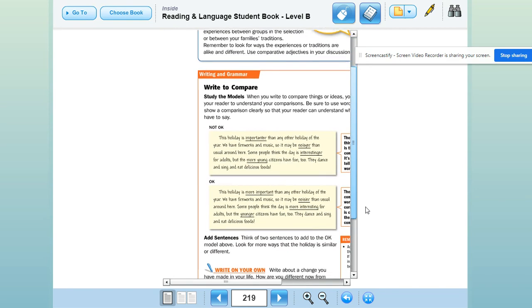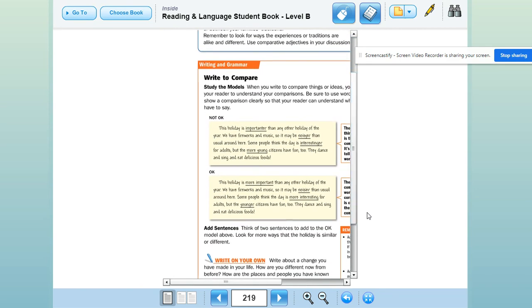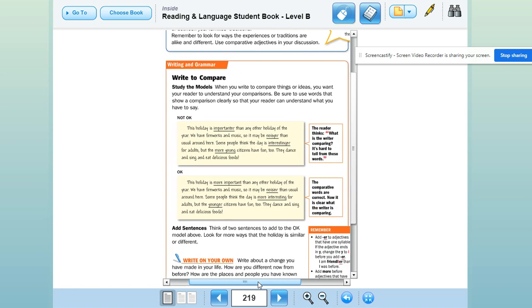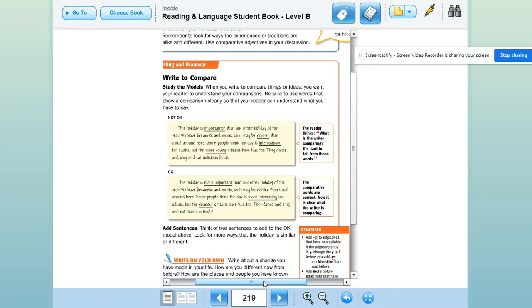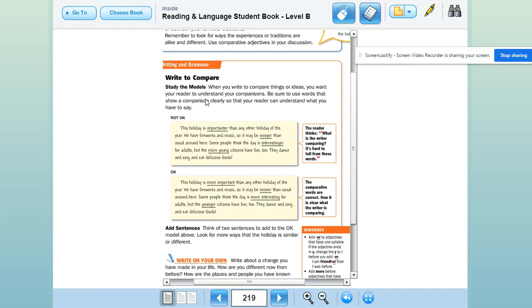All right, and here is writing and grammar. We are going to do a couple of grammar pages for this unit, so please do pay attention here. Study the models. When you write to compare things or ideas, you want your reader to understand your comparisons. Be sure to use words that show a comparison clearly so that your reader can understand what you have to say. This is not an okay example, so this is not a good example. This is a good example. So I'm going to read the one that's not okay, and I'm going to read the one that is okay.